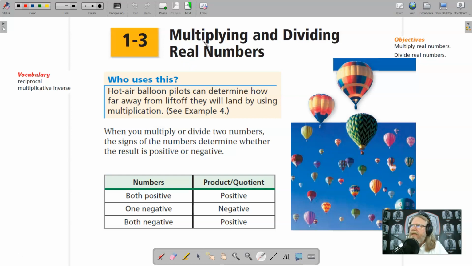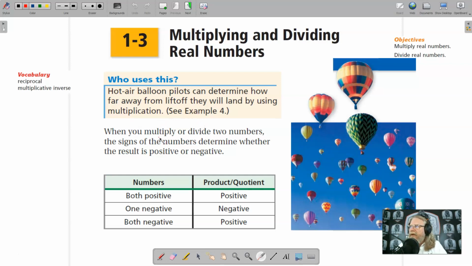This lesson is titled Multiplying and Dividing Real Numbers, where our objective is to multiply real numbers and to divide real numbers. The vocabulary for this lesson is reciprocal and multiplicative inverse. So who uses this? Well, hot air balloon pilots can determine how far away from liftoff they will land by using multiplication, and we'll see that in example 4.